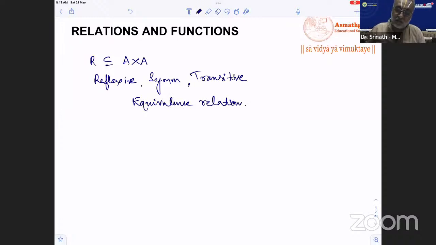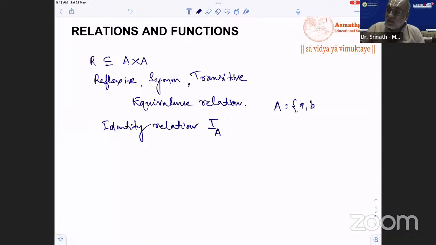There's a beautiful example I wanted to give. Normally, when a set A is given, they'll ask you, what is the relation with the minimum number of ordered pairs to make it an equivalence relation? Then I'll talk about something known as an identity relation. This identity relation, maybe I'll just indicate this as IA. Suppose A has A, B, C. What is this identity relation? It will be A comma A, B comma B, and C comma C.